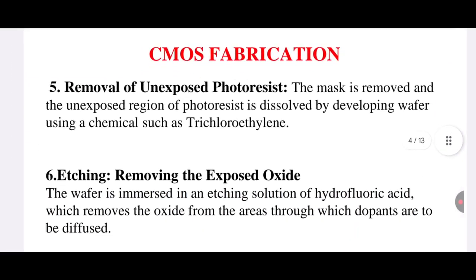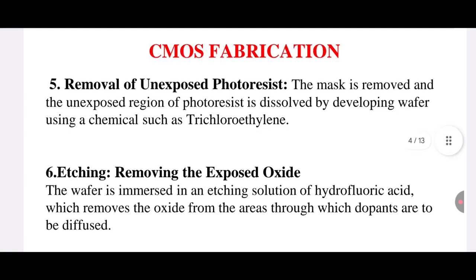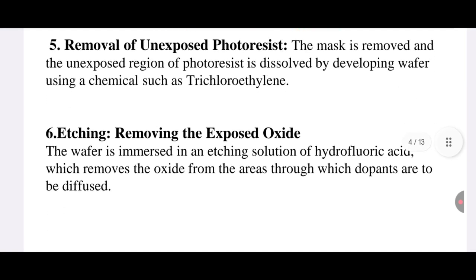Next we will move on to the removal of unexposed photoresist. Before the removal of the exposed photoresist, we will remove the extra unwanted photoresist that is present on the substrate. With the help of a few chemicals such as trichloroethylene, we will remove the excess amount of photoresist from the substrate surface. And then we will move on to the etching process.